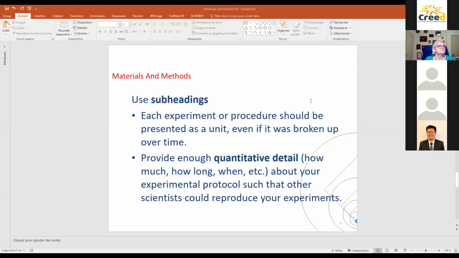So as I say, use the subheadings, and each experiment or procedure, you split it up into different sections, even if it's broken up over time. You will not necessarily present your methods in chronological order. They will be in a more logical order. All of the chemical analyses will be together. All of the statistical analysis will be together.